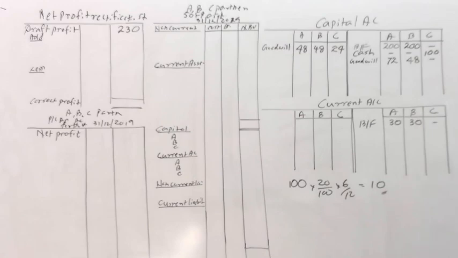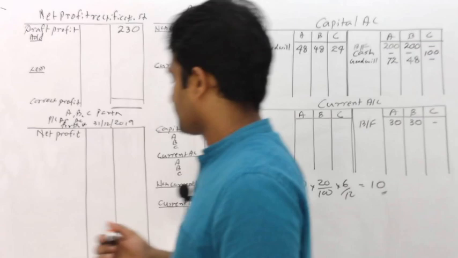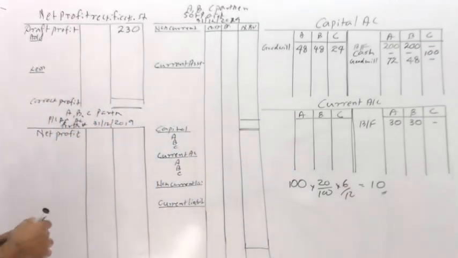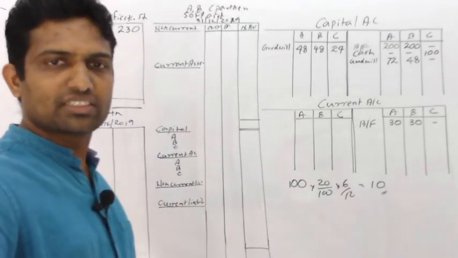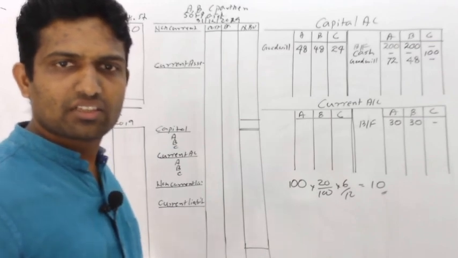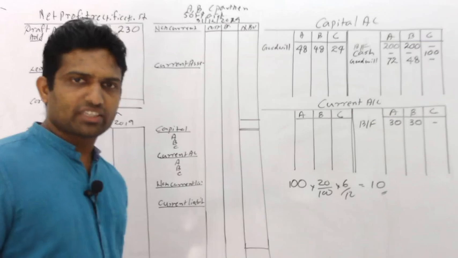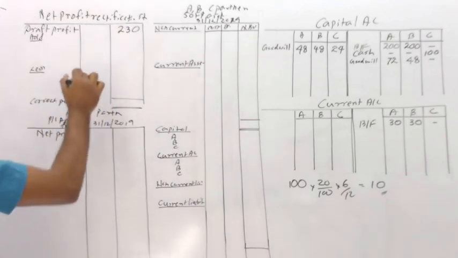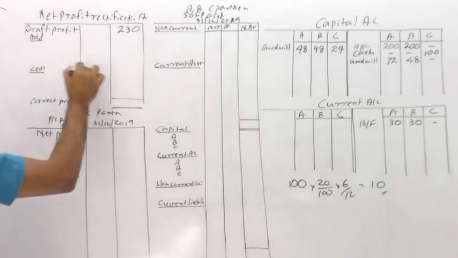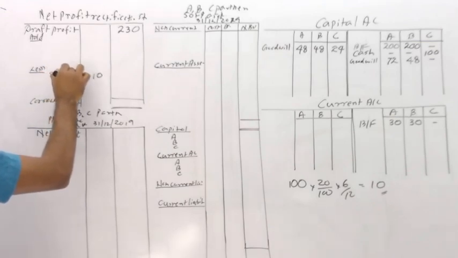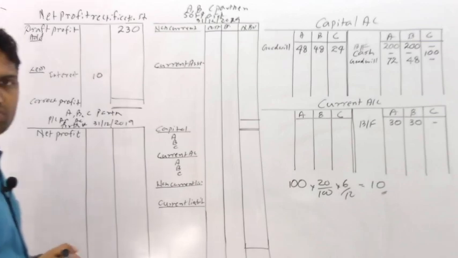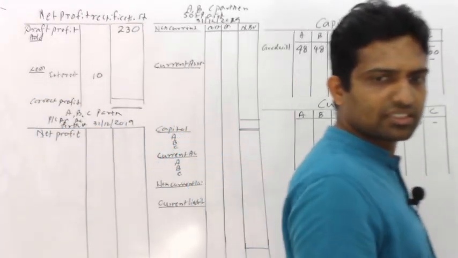Therefore, this 10 you have to consider when you rectify the profit. The interest is an expense that they haven't recorded when calculating the profit. Therefore, this 10 should be deducted here. Interest. This is the interest which they haven't yet considered.